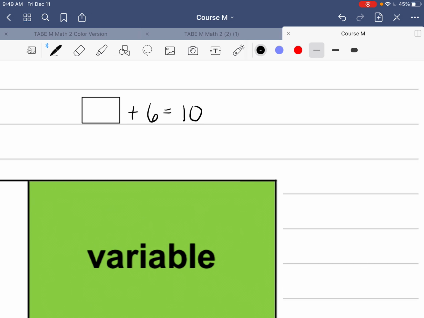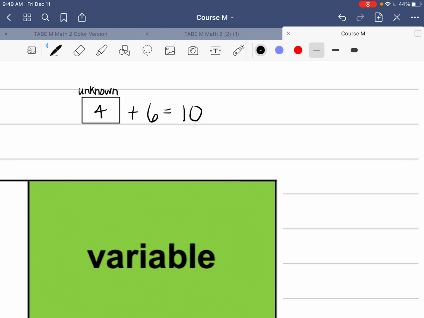So this is an unknown amount. They're not telling me what goes in the box. I have to figure it out. So I can use my fingers to figure this out. If I look at all 10 fingers and I take 6 of them away, that leaves me with 4. So the unknown amount we have found to be 4.